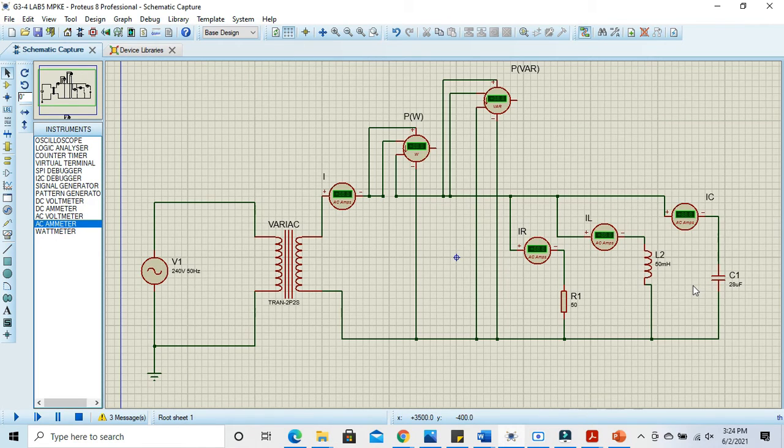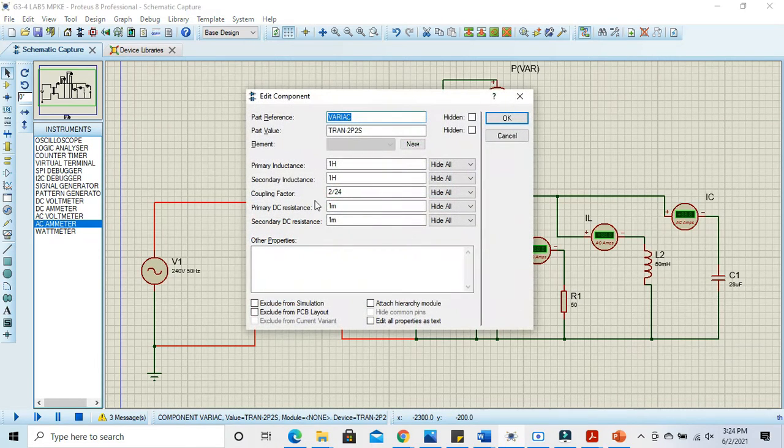Okay, we need to use the ammeter, right? And then we start the activity by using 1 to 24, which is 24 on the primary side and 1 on the secondary side, which is 10 volts. This is 240 volts. Okay, let's start.